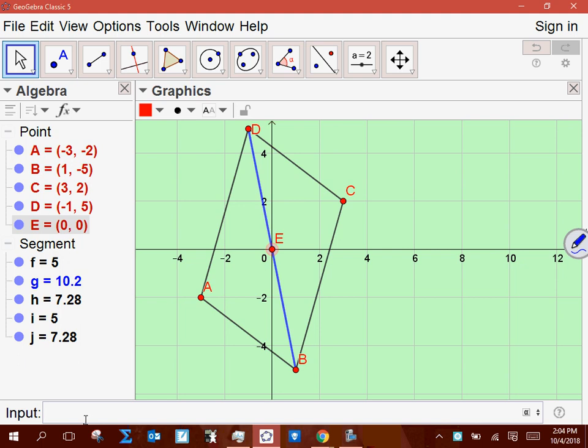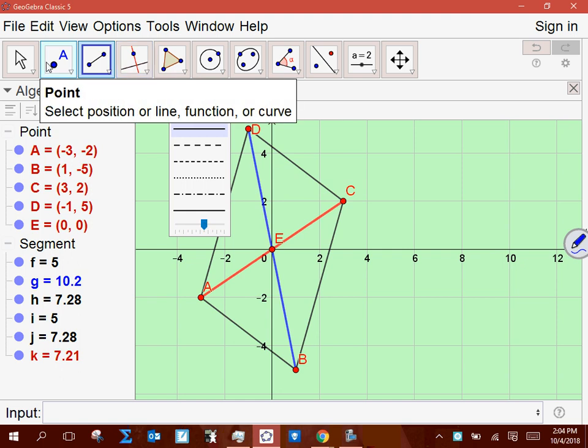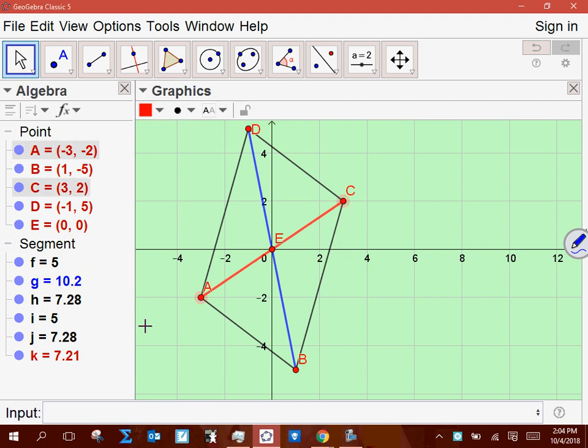Now the next question says, find the midpoint of the other diagonal. Well, the other diagonal is that red segment. And its endpoints are A and C, right? Can I take the x values of those, -3, and add 3 to it? -3 plus 3 divided by 2 gives me 0 over 2, which is 0. Add your y's, -2 plus 2 divided by 2 gives me 0. So the midpoint of that red segment is also 0, 0. Does that make sense? Okay.